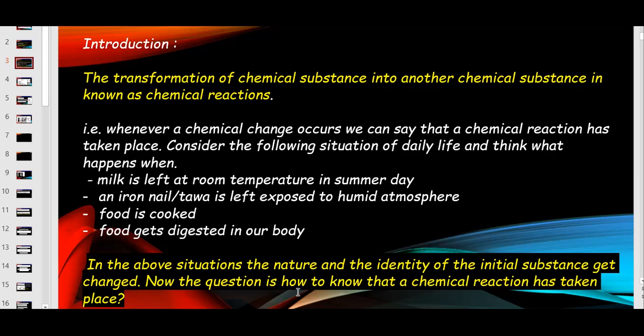In the above situations, the nature and the identity of the initial substance is getting changed. Now the question is, how to know that a chemical reaction has taken place? How to know whether something is added and a reaction has taken place? When you use some substance earlier and it changes to something else, of course something is added to it, some reaction happened to that substance. That's why it is showing you some reaction. So let us learn more about this and try to understand.